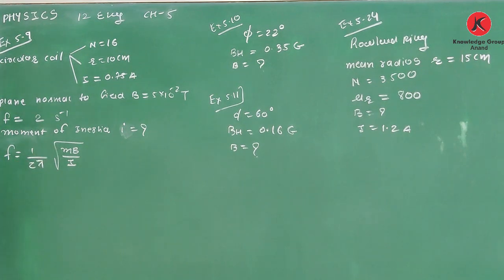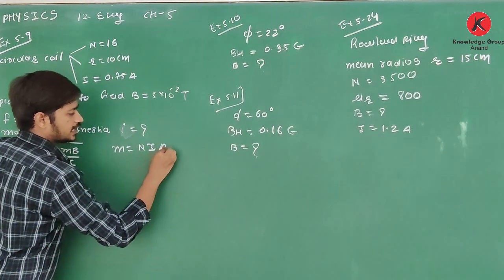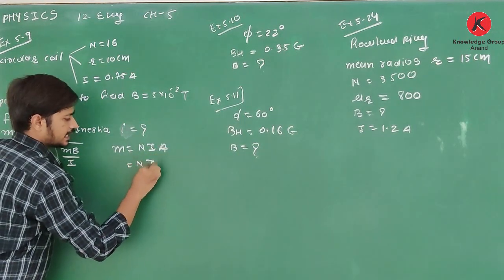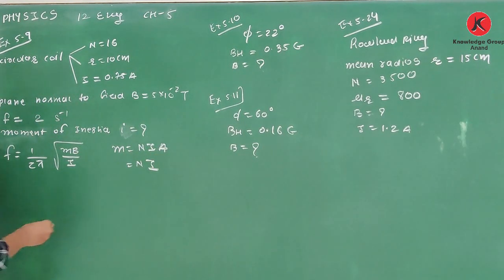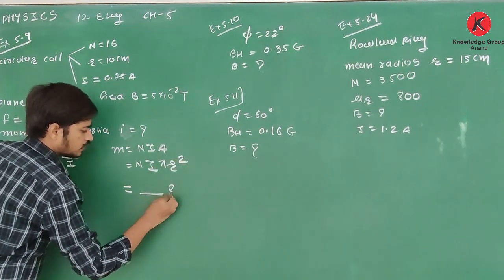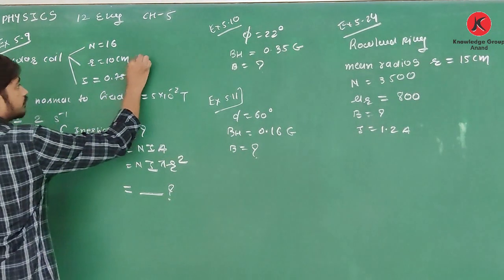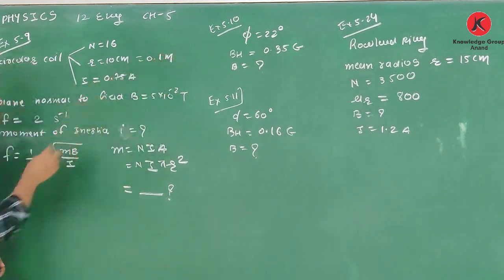But first of all, you have to find the value of m. M is equal to NIA. For a circular coil, A is equal to pi r square. So first of all, you have to find the value of m with this. It is 0.1 meter. Okay.